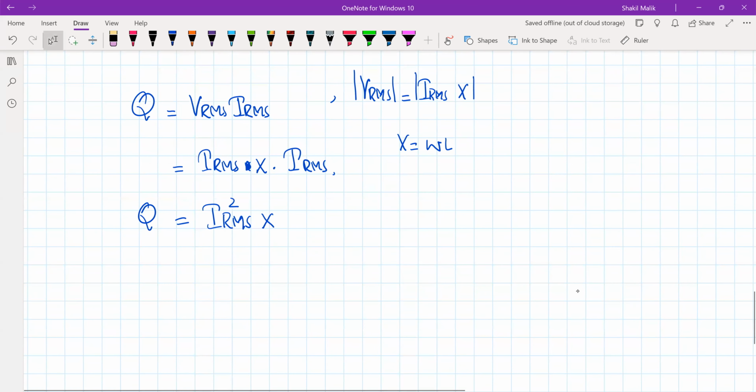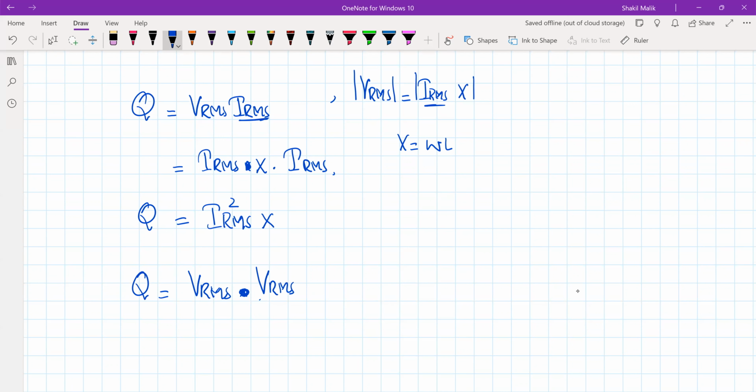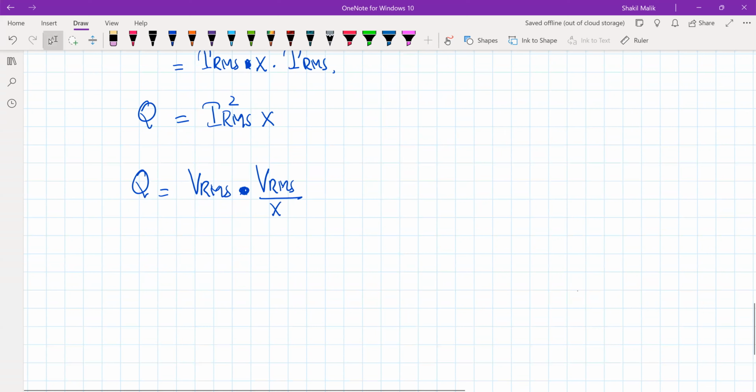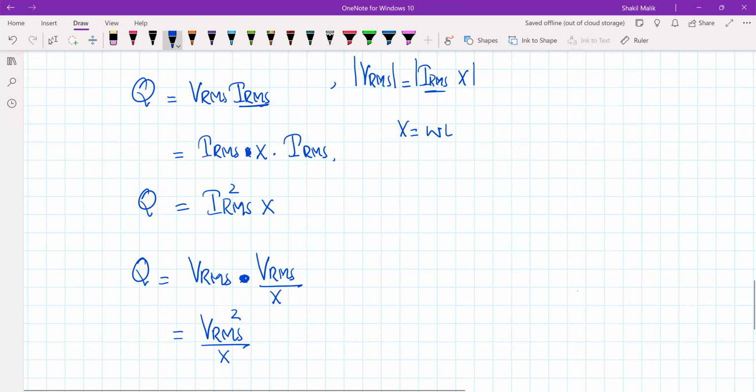Also, you can replace IRMS by VRMS divided by X. From this expression, you can get another expression for Q. If you know the RMS value of the voltage, we use a dot instead of X here because we are using X for reactance. So the expression will be simply VRMS square divided by X. This is if we use the RMS value.